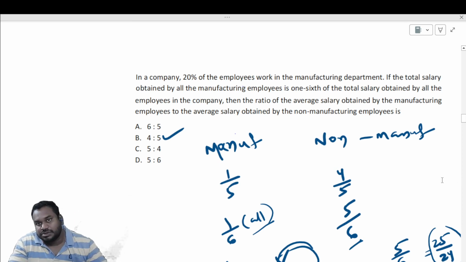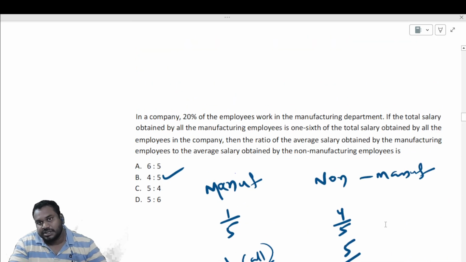So this is also one of the questions given in CAT exam. In CAT exam only 21 or 20 questions will be given from quantitative aptitude. So from average you will get only one question. Hardly you will get two questions, and two questions means it would be part of average and some other topic. Purely one question from average.